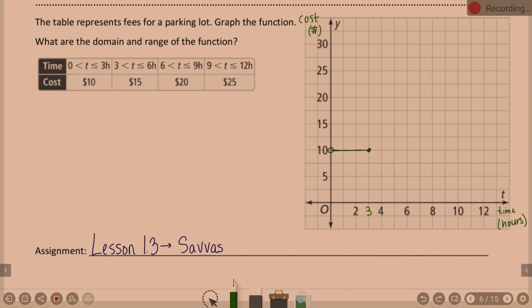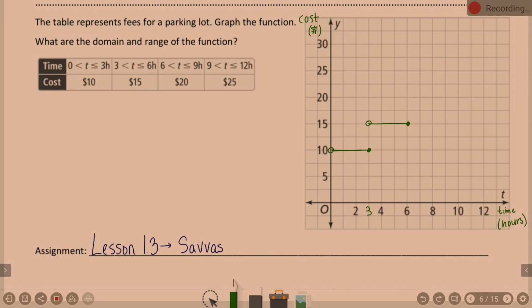Okay, next piece. Now, 3 to 6 hours, I'm going to pay $15. So what do you see, Addie? Okay, so now we're going to jump up to the 15 line. Again, it's another flat line going from 3 to 6. Endpoints are open and closed again. That's just saying at 3 hours exactly, you pay $10. At 3 hours and 1 minute, you pay $15. Okay, you continue and you see the pattern here?